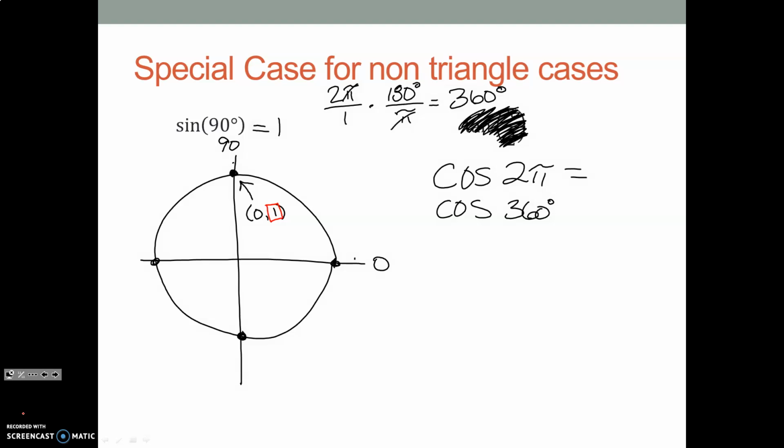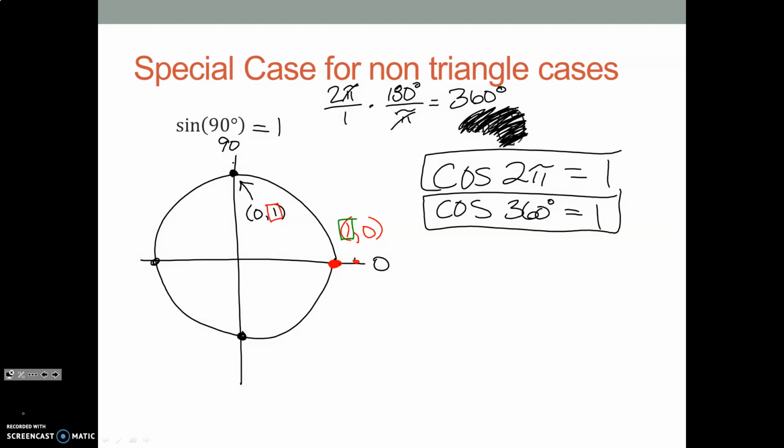So where is 360 degrees at? Well, remember, we start here. It is a full rotation. So after we fully rotate, we're back here. What point is that? Well, that point would be at 1, 0. Cosine corresponds to your x value, so our x value would be a 1. So the cosine of 360 degrees is 1, or the cosine of 2 pi is 1.